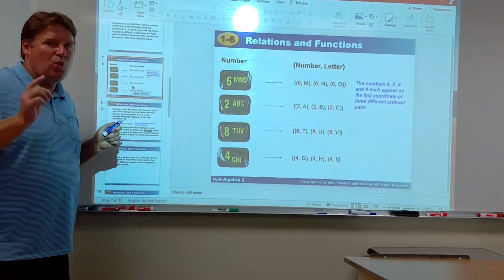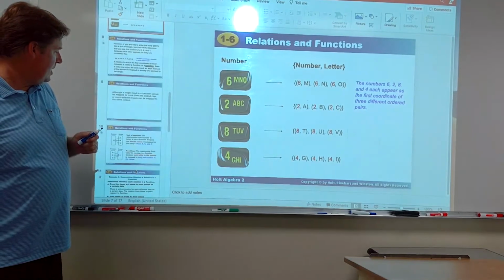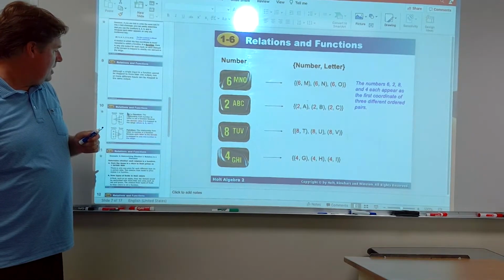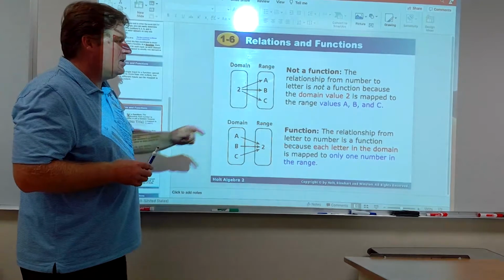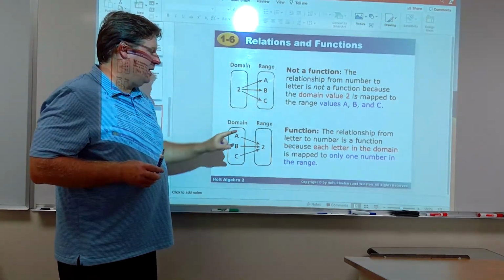It has to go to one specific thing, can't have multiple choices as we do that. Okay, so here's some examples here. Again, as we mentioned, 2 is associated with letters A, B, C. This is not a function because, well, you have multiple choices. Well, this is a function.